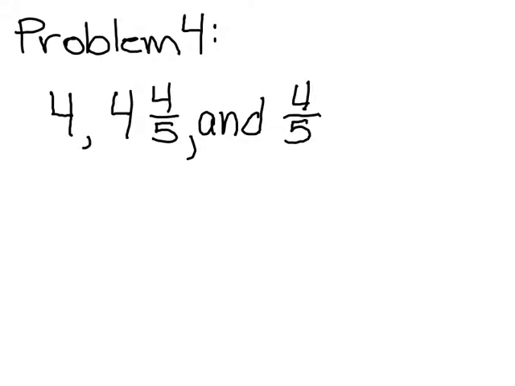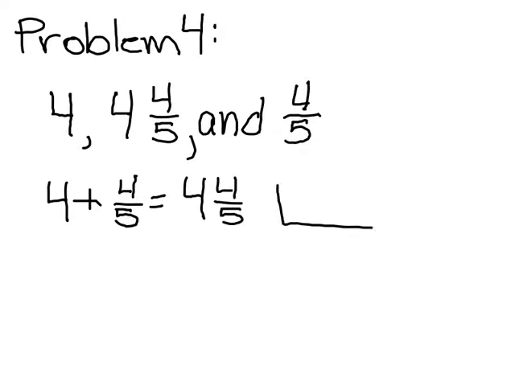One of the problems in your problem set is going to ask you to show a relationship between 3 different numbers. In this case, we have 4, 4 and 4/5, and 4/5. And what we want to do is create a problem using these. Again, you should have your whiteboard out, and we're going to create two problems with this. The first problem we'll create is we're going to go 4 plus 4/5 equals 4 and 4/5.